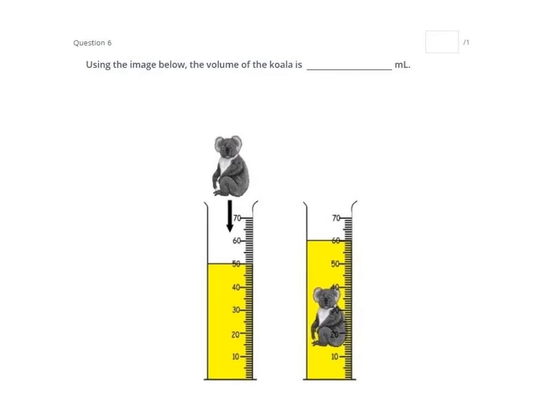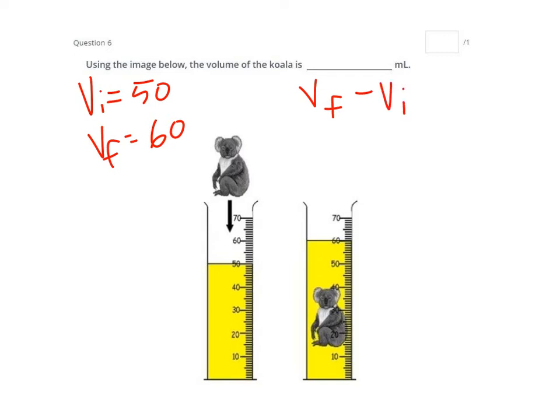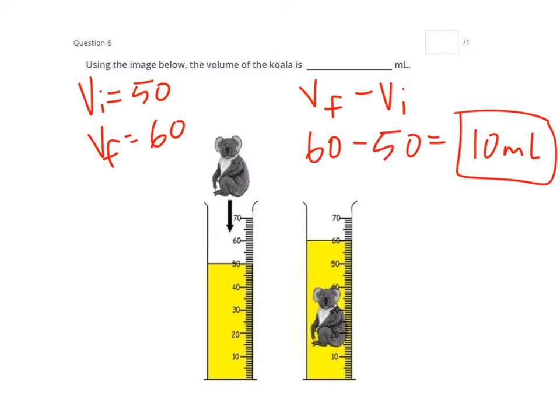The third question is asking you to figure out the volume of just the koala. Okay, so to figure out the volume of just the koala, you've got to recall your information from questions 4 and 5, where the initial volume, the starting volume was 50, the final volume was 60. So to figure out the volume of the koala, we subtract the two, VF minus VI. In other words, your final volume minus your initial volume gives you the volume of the koala. So the volume of the koala is 10 milliliters.